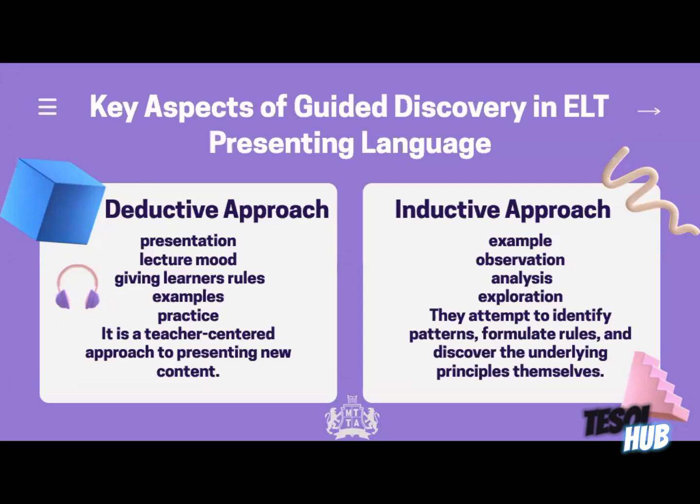But in the inductive approach, the teacher gives an example and asks students to observe, then analyze and explore the rule. So students here are trying to identify the pattern, the formula or the form, the rules, and discover and underline the principles by themselves without the teacher's help. So the teacher here is a facilitator for the learning process, but in the deductive approach, it's a lecture mood. So it's a teacher-centered class.